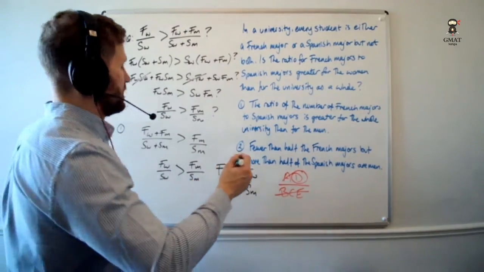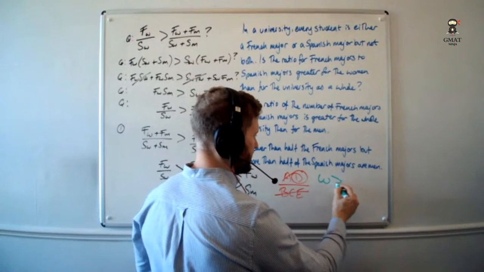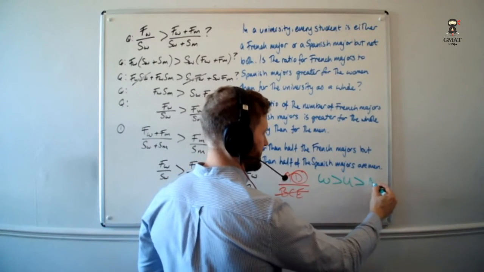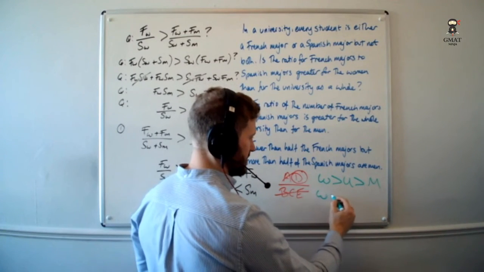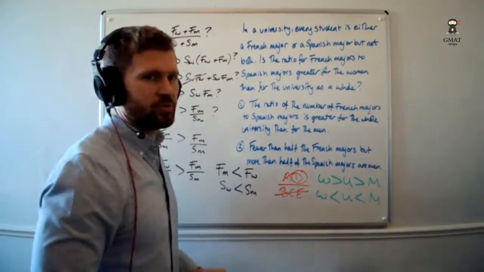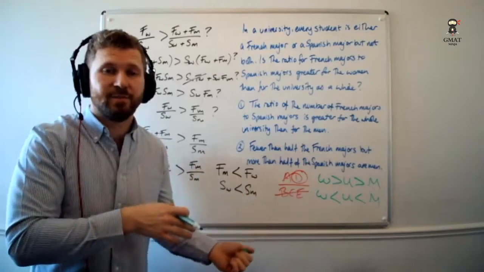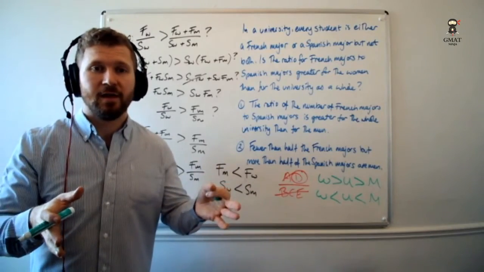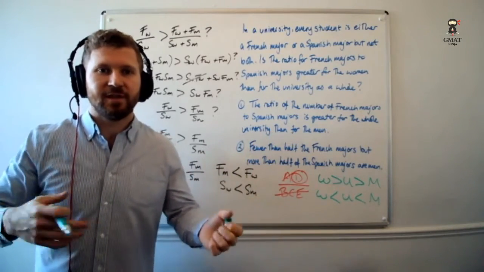That either the ratio for the women will be greater than the university, which will be greater than the men, or the ratio for the women will be less than the university, which will be less than the men, because the overall ratio has to be between the women and the men. You can play around with this as much as you like.